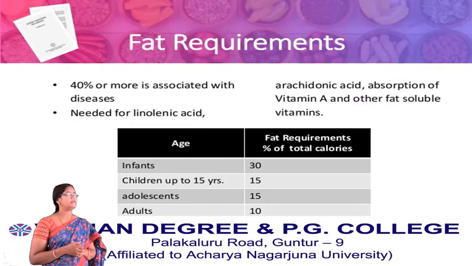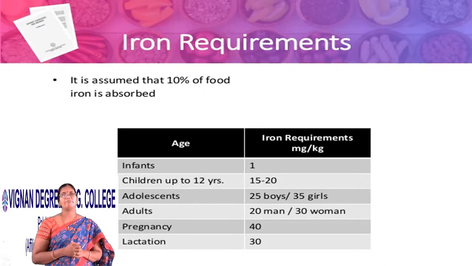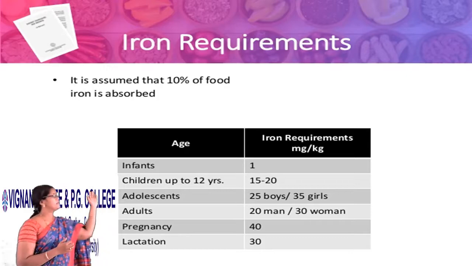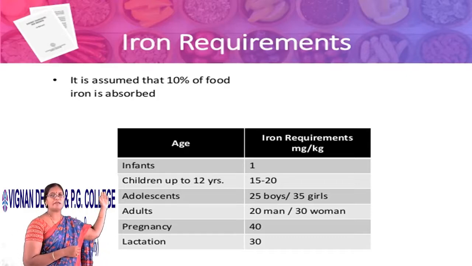Now we will see the requirement of iron. Mainly, iron plays an important role in every age of life. So deficiency of iron leads to anemia. So we have to be supplied with iron compulsorily in our diet. Now we will see in this chart the iron requirement for different categories of people.